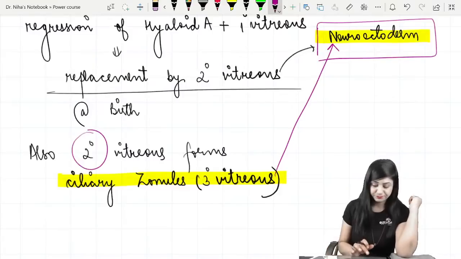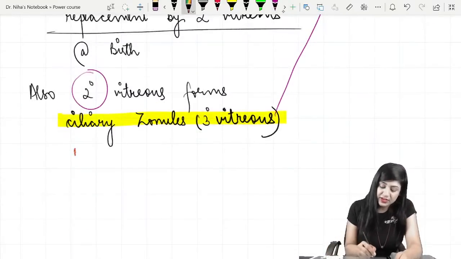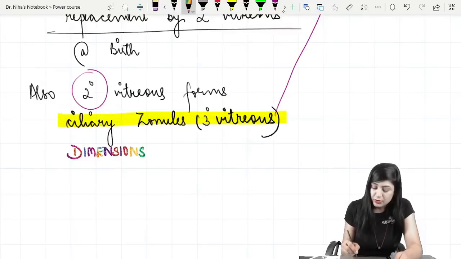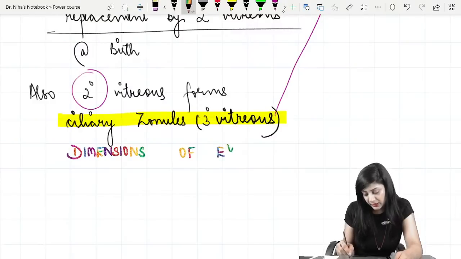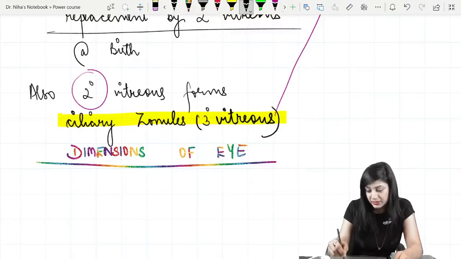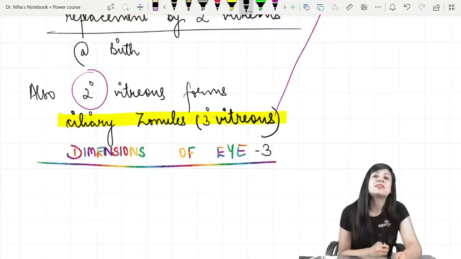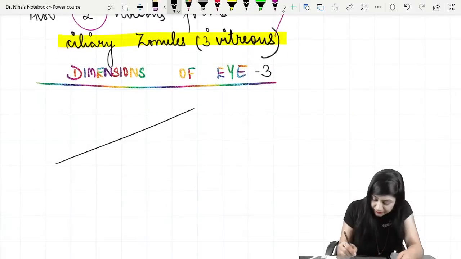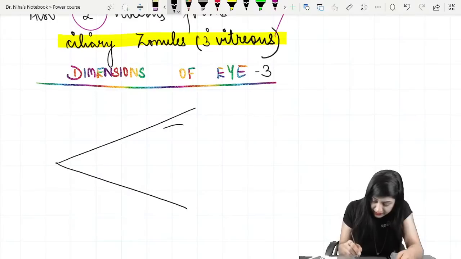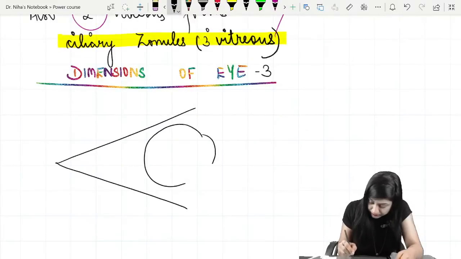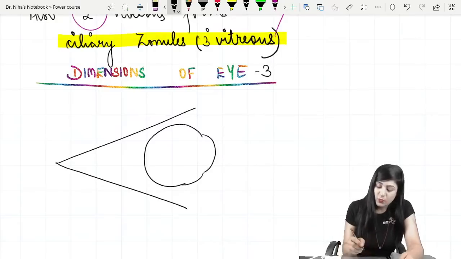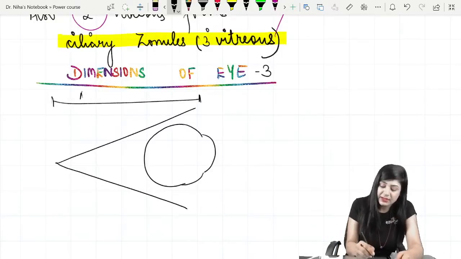Everybody has written? We will be moving towards the dimensions of the eye. Another important thing is the dimensions of the eye. So how many diameters are we expecting in the eye? It is 3 diameters. See, if this is the orbit here and this is the eyeball, we have the 3 diameters. One will be this one, the antero-posterior diameter.